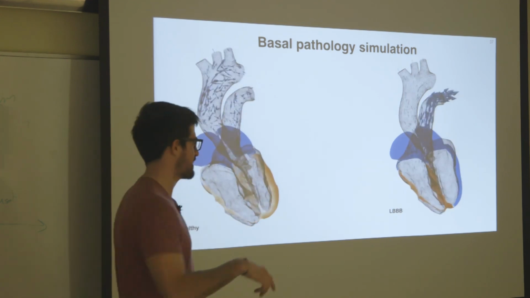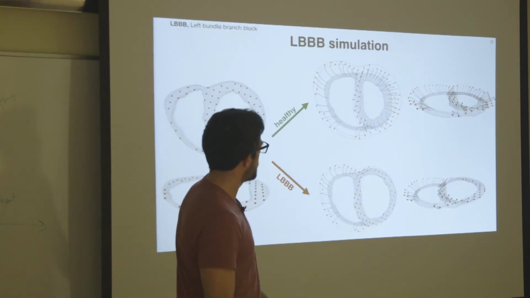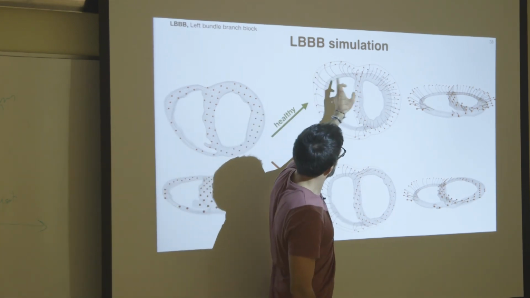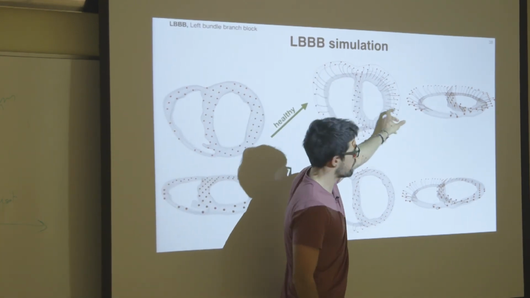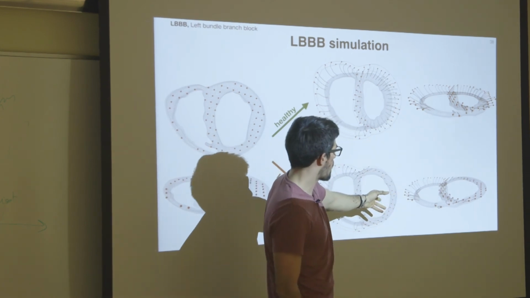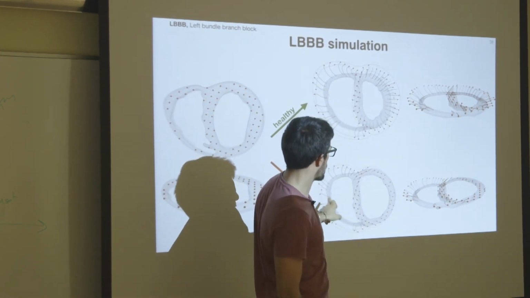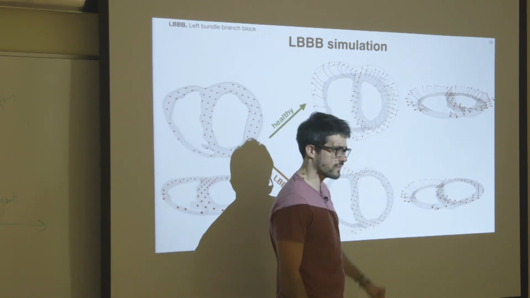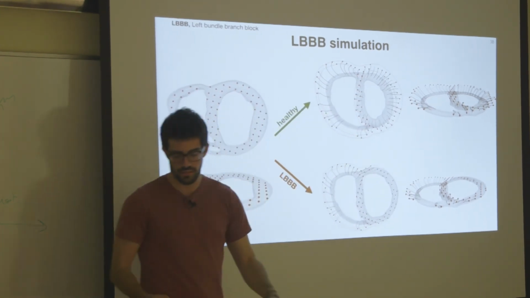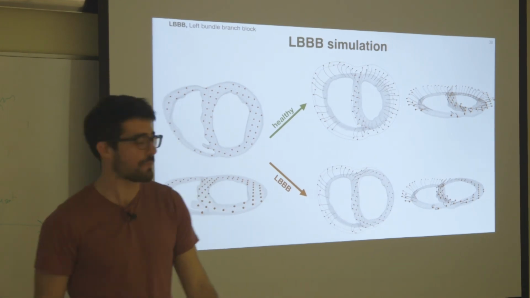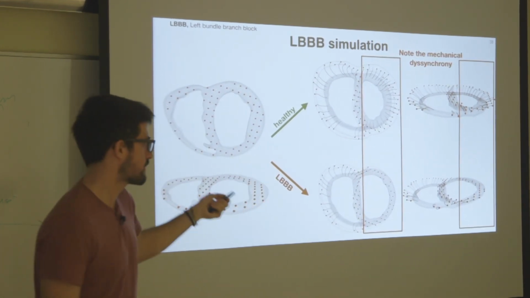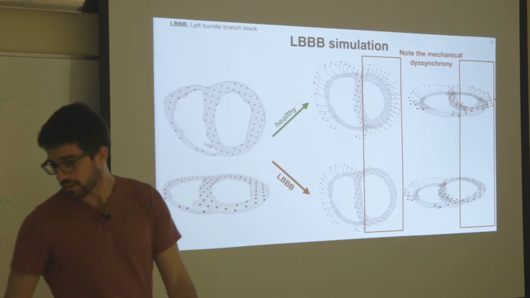Something else before that. You can see here the normal case, where both sides contract at the same time. And here you have the left bundle branch block case. You can see the right side contracting, but the left side is not contracting. And of course, you shouldn't have this. You have mechanical desynchrony. This is the technical name for that.